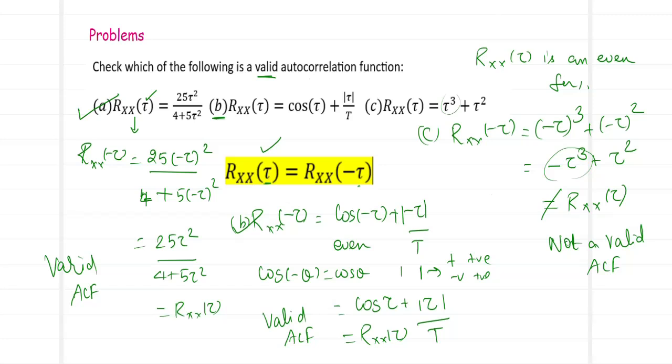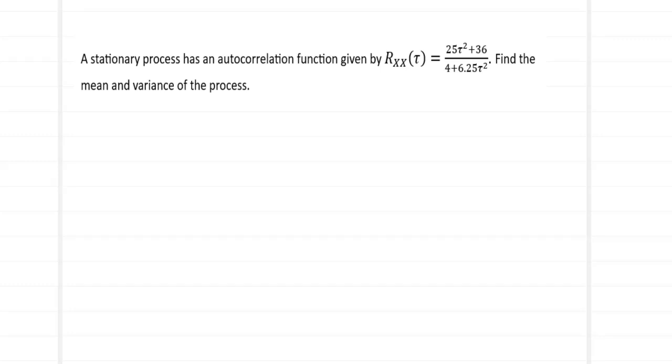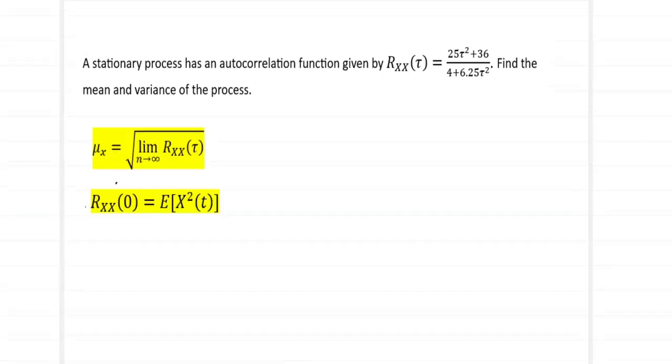So we will move on to the second problem. The second problem says that a stationary process has an autocorrelation function given by Rxx of tau equals 25 tau square plus 36 over 4 plus 6.25 tau square. Find the mean and variance of the process. So what's the first thing we are going to compute over here? We are going to compute the mean of the random process. How to get the mean of the random process?